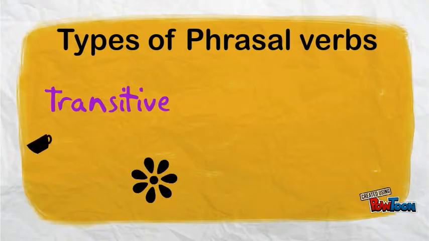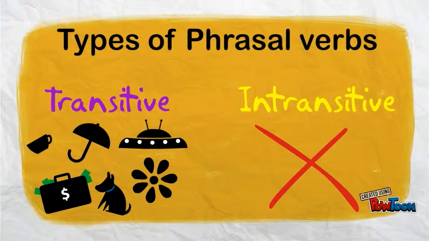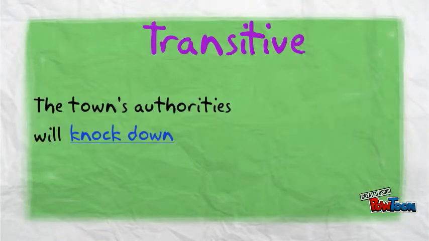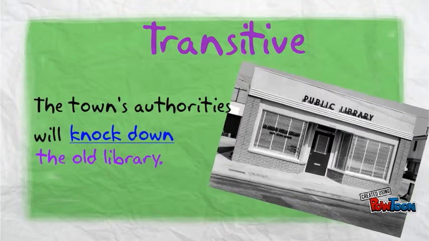Here we have two types: transitive, which means they need an object, and intransitive, which do not take an object. Let's see some examples. Transitive phrasal verbs: The town's authorities will knock down the old library. As you can see, the old library is the object after the phrasal verb knock down.